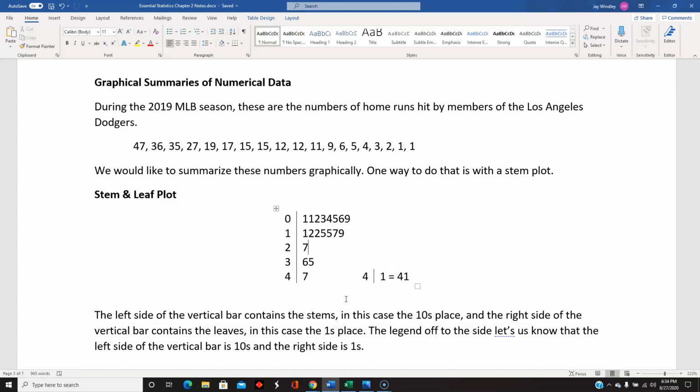So it compresses how much space the numbers take up because you have all these numbers that start with a 1. Well, I'm only writing that 1 once right here. And then usually off to the side somewhere, there's a legend or a key that is letting us know, in this case, a 4 with a vertical bar and a 1, that equals 41. So that's letting us know that this is the tens place and this is the ones place without having to write that out in words.